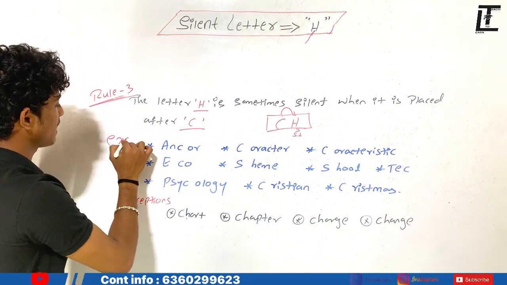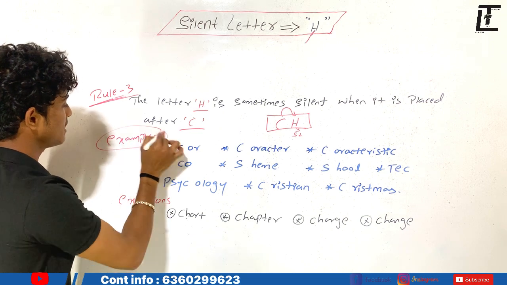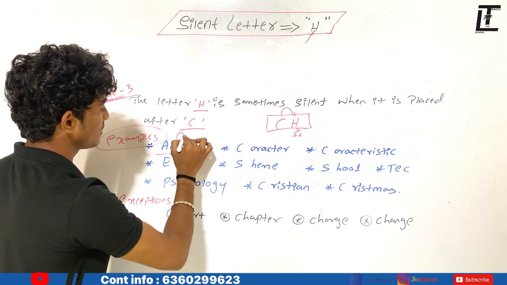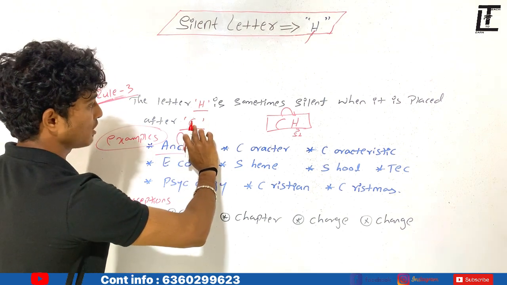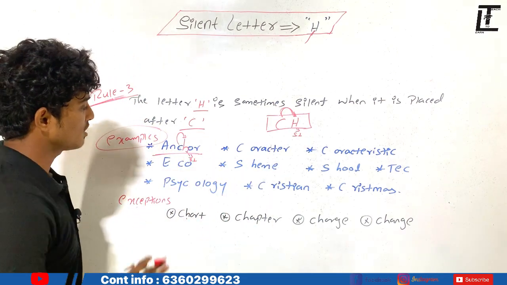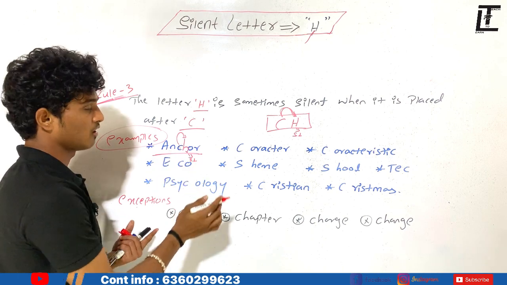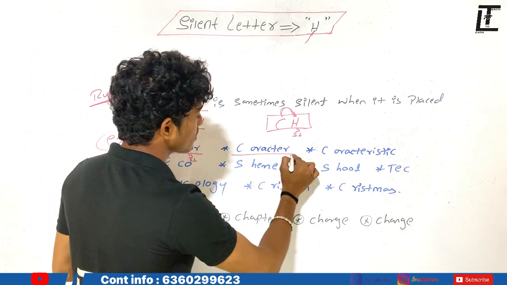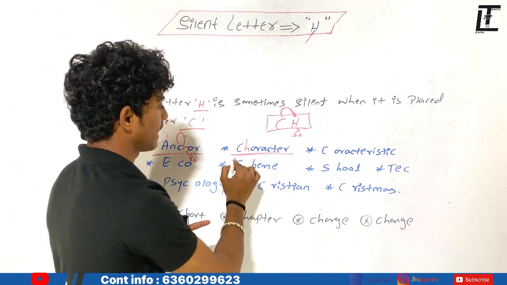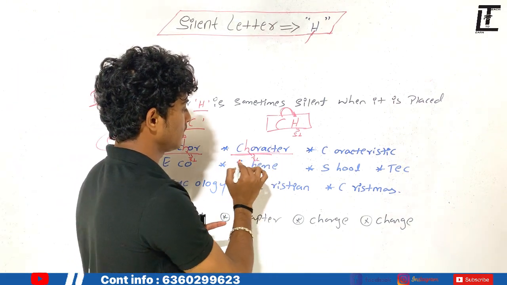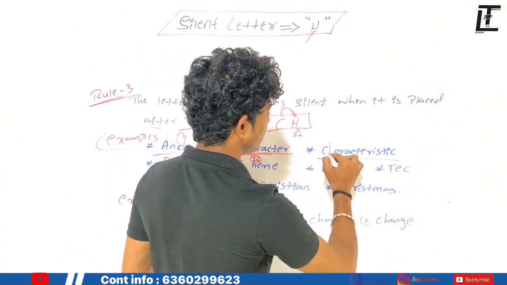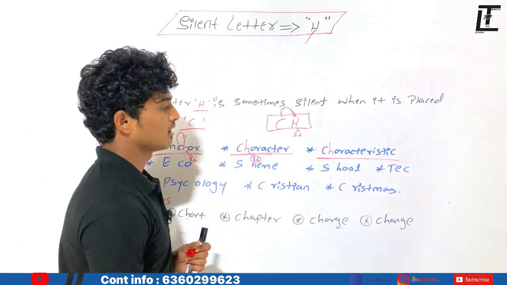So now, examples. In the first word, letter H is a silent letter. Why? Because it is after this C. So in this case, this word must be pronounced as anchor. And the second word must be pronounced as character. What? Character. Yes, H is a silent letter. And the next word has the sound like characteristic.